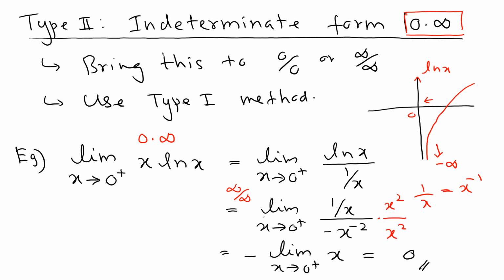So for x times ln x, the limit is 0. It's a very useful result. You use this when you do series problems. You can use this again. Okay, so this is how you do type 1 problems. But let's do one more type 1 problem, type 2 problem.